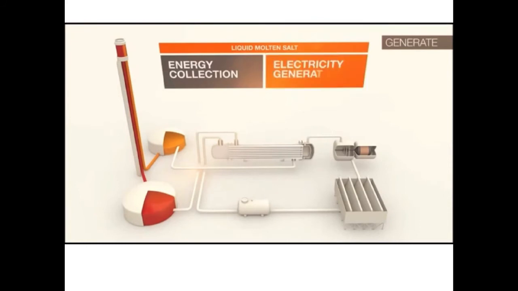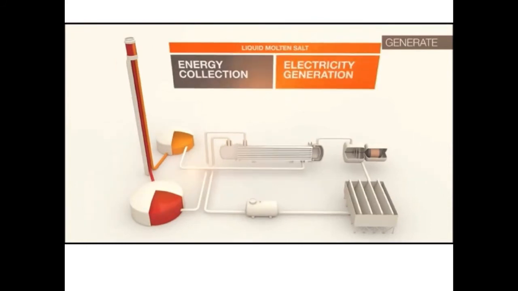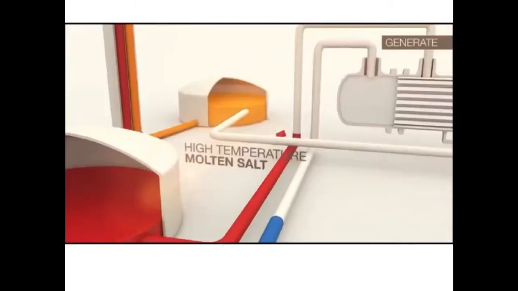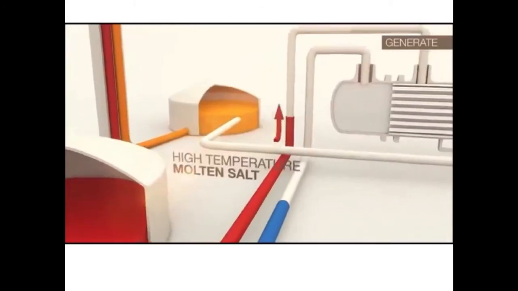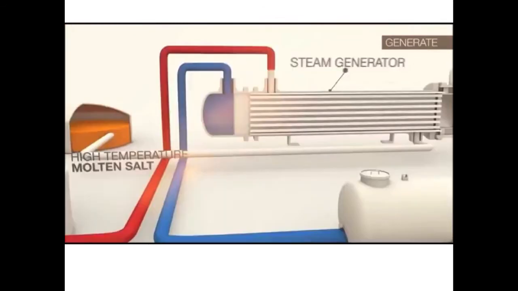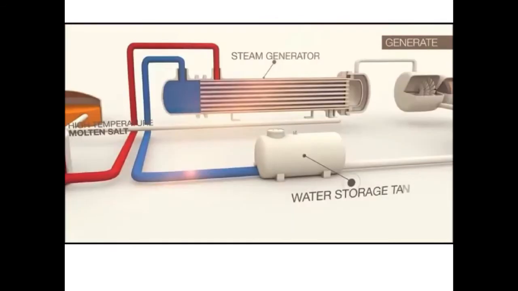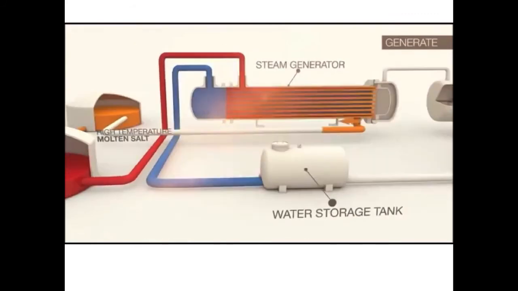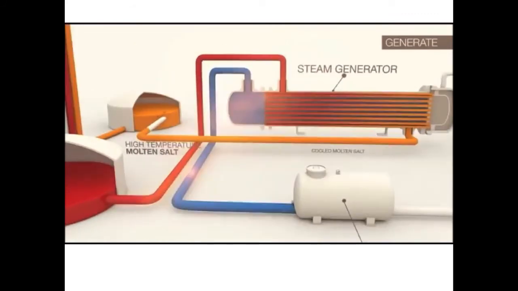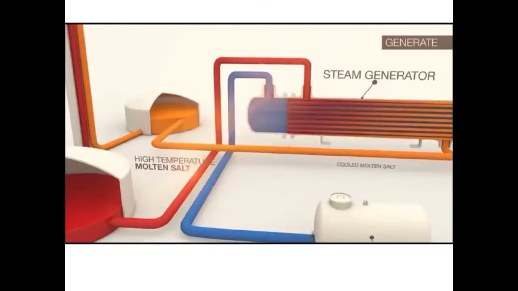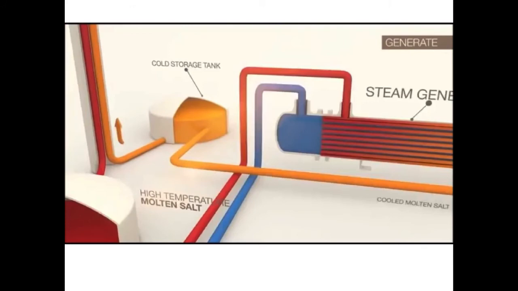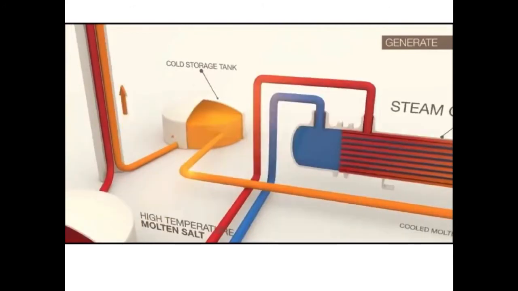When electricity is required by the utility day or night, the high-temperature molten salt flows into the steam generator as water is piped in from the water storage tank to generate the steam. Once the hot salt is used to create steam, the cool molten salt is then piped back into the cold salt storage tank, where it will then flow back up the receiver to be reheated as the process continues.